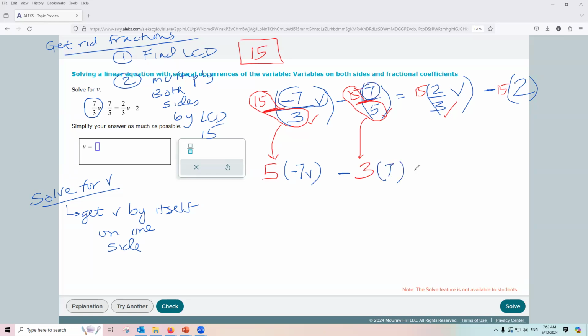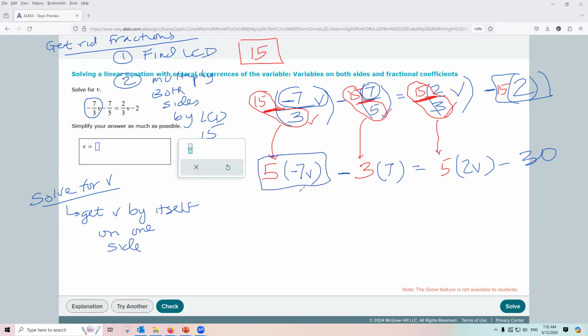And now let me go over to the right-hand side of the equation. Well, on the right-hand side, again, I have a 15 on top and a 3 on the bottom. 15 divided by 3, that's 5. Bring down that 2v with me. And in the back here, I just have a 15 times 2. That's 30. Notice the fractions have gone away, which is excellent, because now this equation is going to be a lot easier to work with. So let me go ahead and multiply this out.